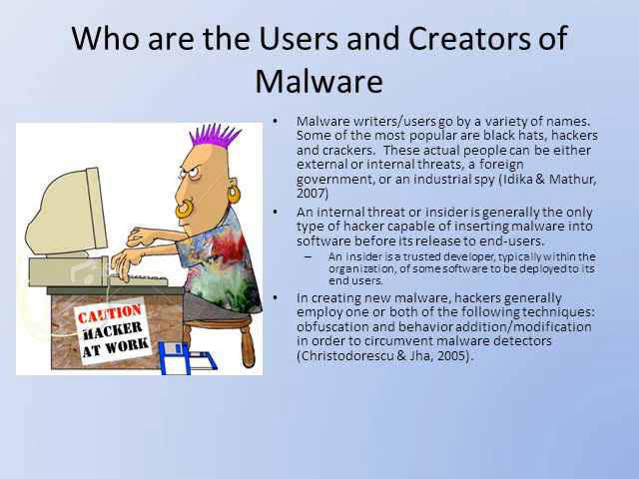In creating new malware, hackers generally employ one of the following techniques, obfuscation and behavior addition or modification, in order to circumvent malware detectors. Obfuscation attempts to hide the true intentions of malicious code without extending the behaviors exhibited by malware. Behavior addition or modification effectively creates new malware, although the essence of the malware may not have changed. The widespread use of the aforementioned techniques suggests that reused code is a major component in the development of new malware. This plays a critical role in some of the signature-based malware detection, sometimes referred to as misuse detection methods.